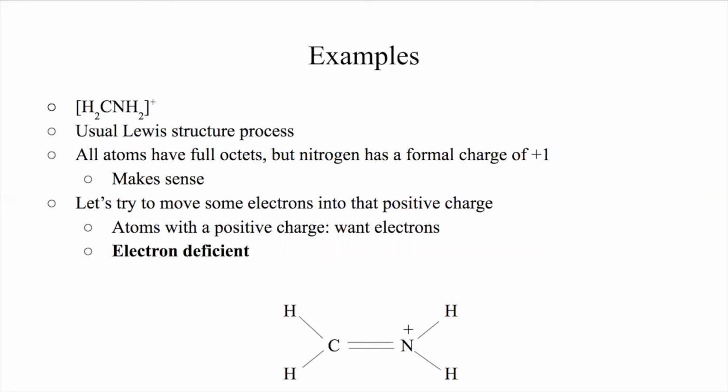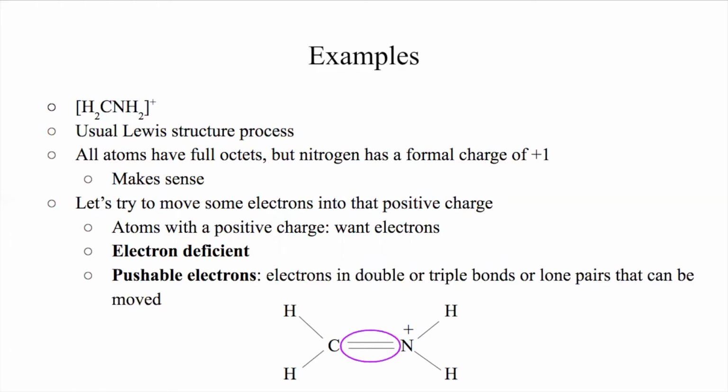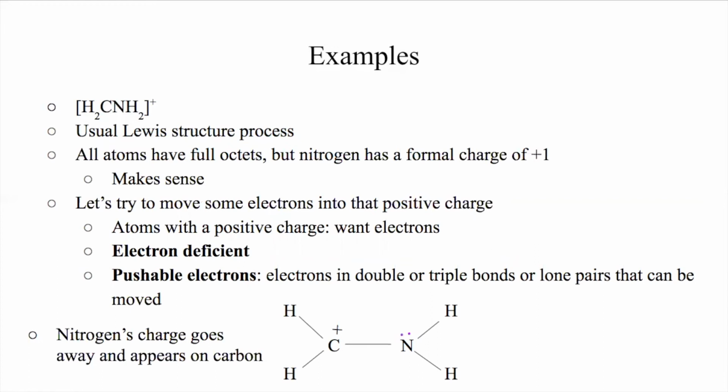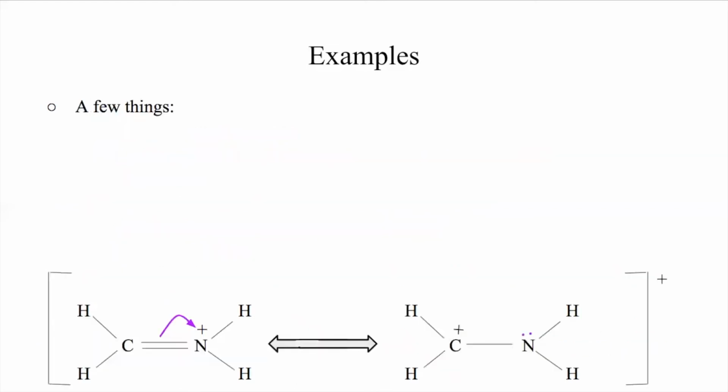They are electron deficient. Luckily for us, we have some pushable electrons in the double bond right next to the positive charge. When we scooch those electrons over, the charge on the nitrogen goes away, and a charge on the carbon atom appears. That double bond turns into a lone pair on nitrogen. A few things to point out here.